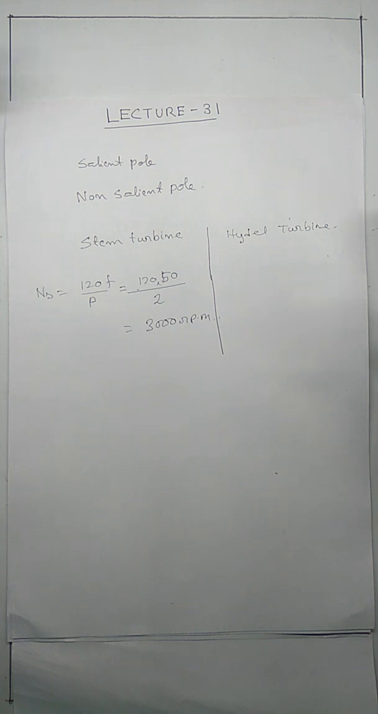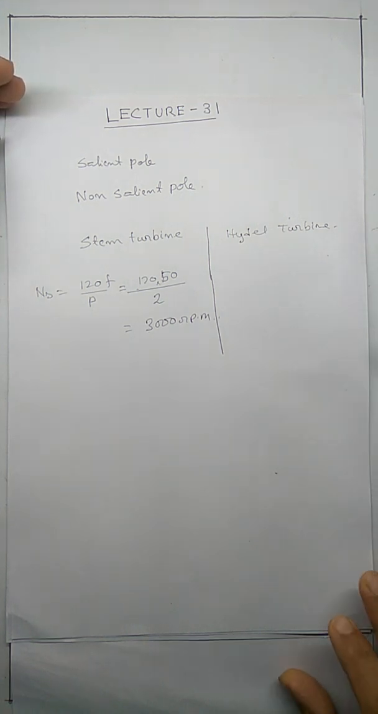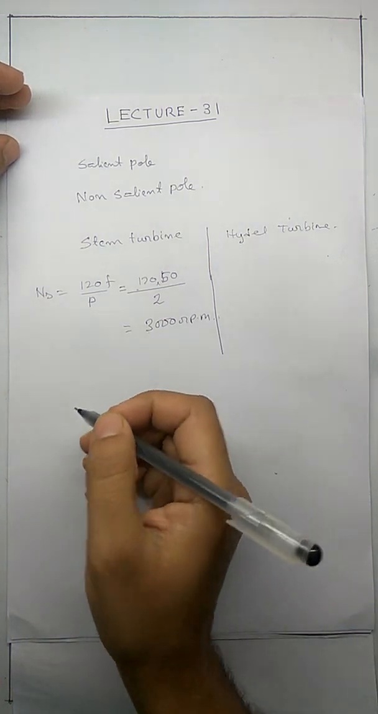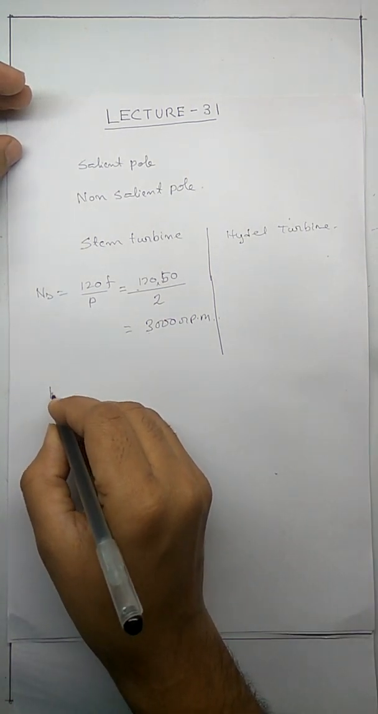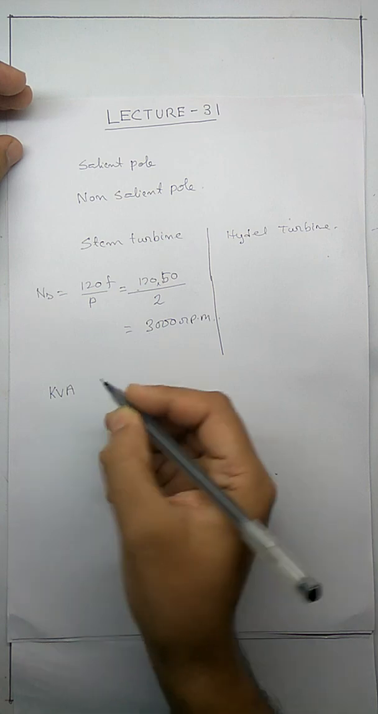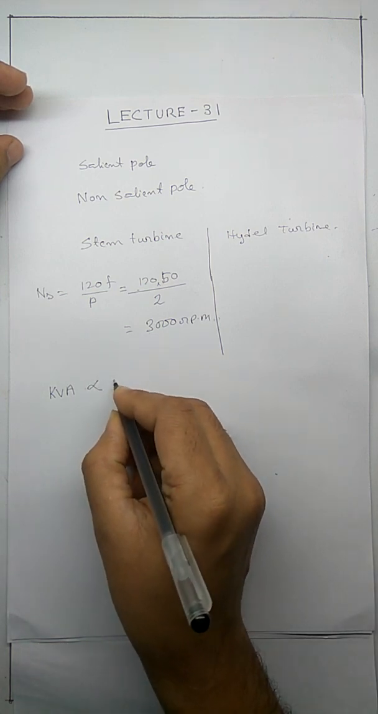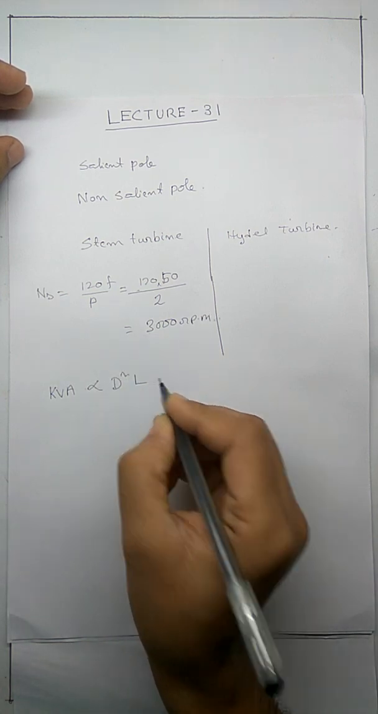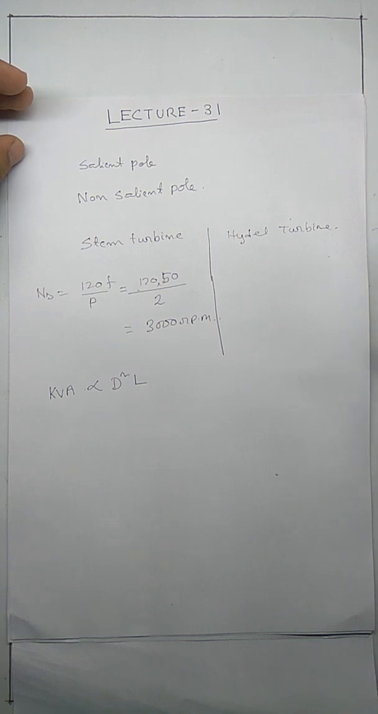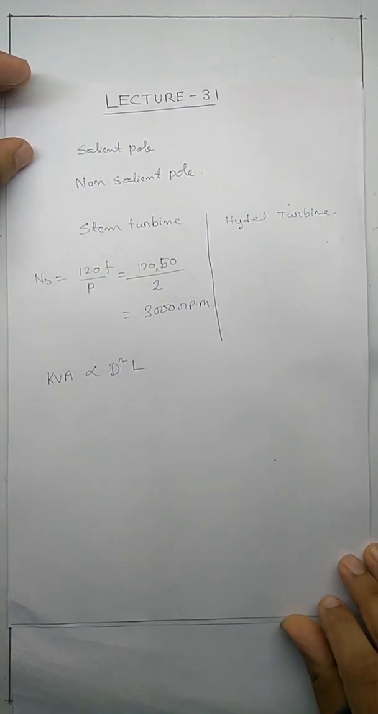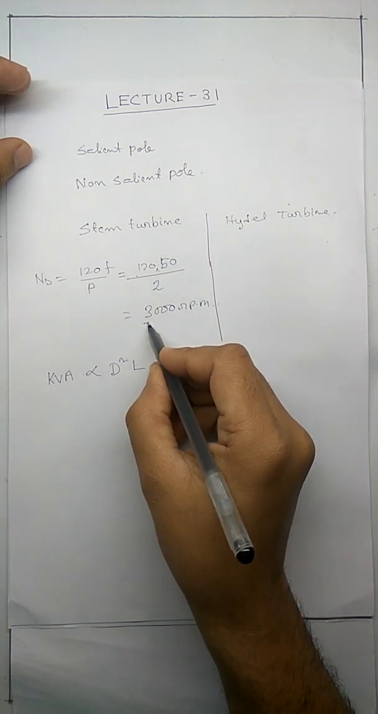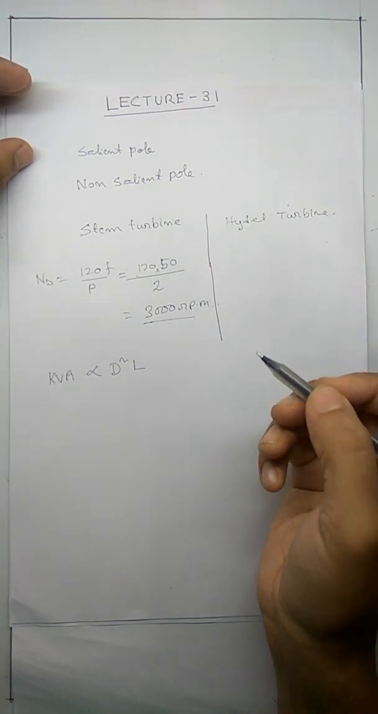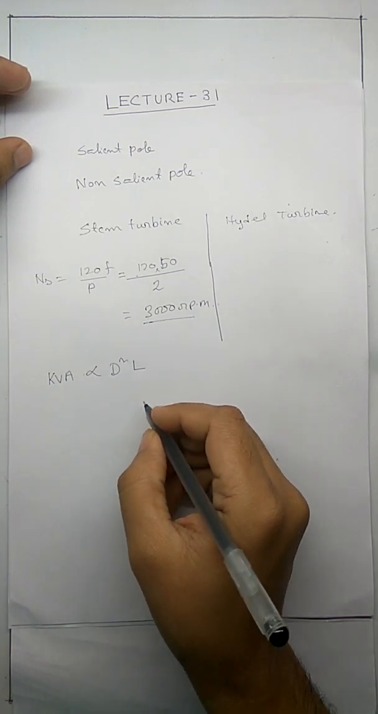Now, how is the rotor construction dependent on the speed of the machine? The power rating of a generator, if we write the kVA rating or MVA rating, whatever you would like to say, is proportional to D square L. What is D? D is the diameter of the air gap and L is the length of the machine.